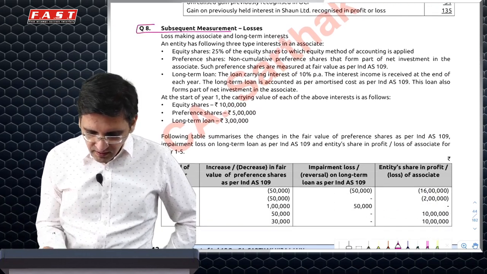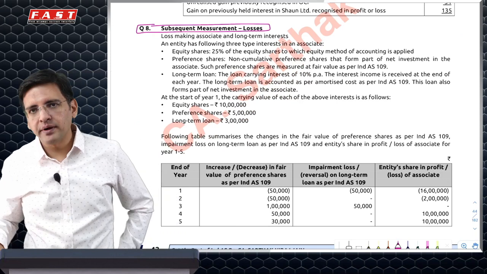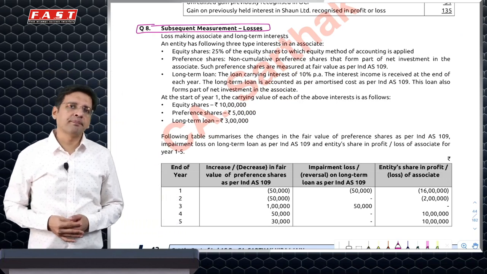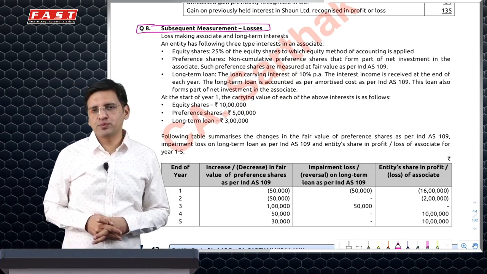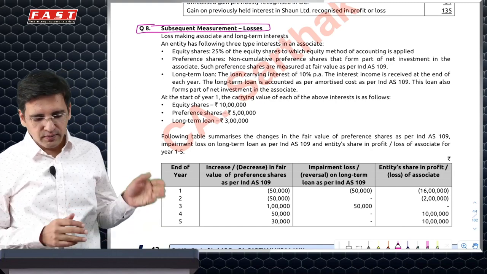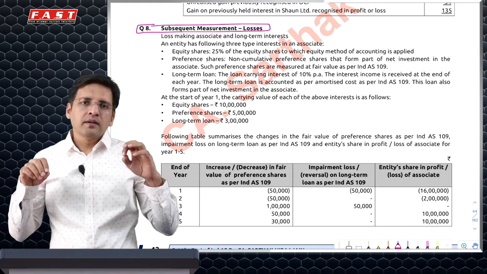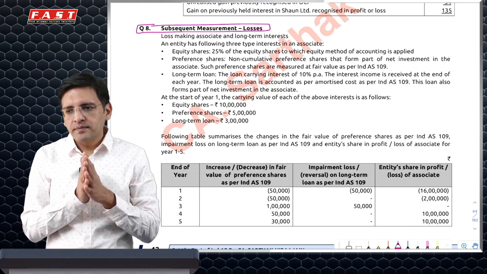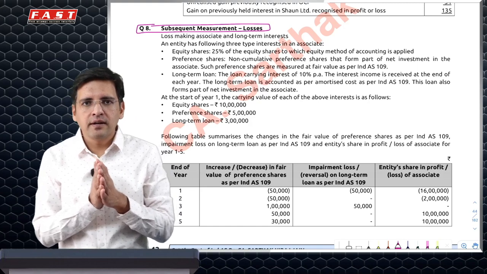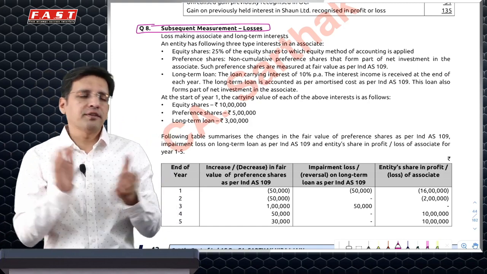Next, there is this one question which the institute added in SM 2021, not yet asked in the exam, relating to losses which are there in an associate. It's a very lengthy question, so you'll have to really concentrate well to understand this. Now, before I come to this, let me very quickly revise the whole concept with you.